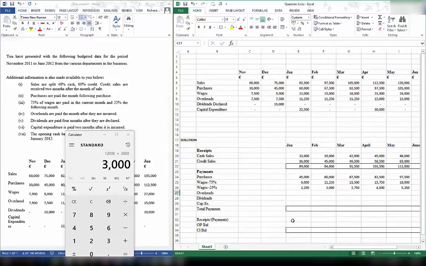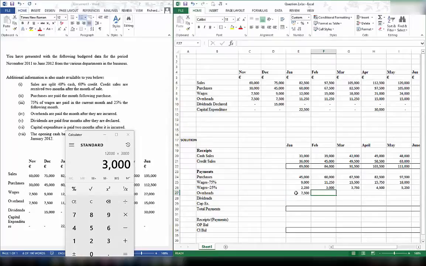So next we have to look at our overheads. Our overheads are paid in the month after they are incurred. So straightforward enough again. In January, we're going to pay our overheads that we incurred the previous month. In the previous month, our overheads were 7,500. So we're going to pay our overheads of 7,500 from the previous month.